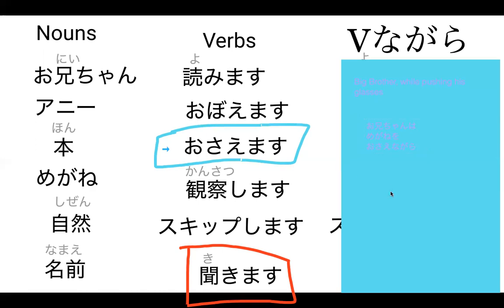Could you read that for me real quick? The same sentence? Yes, exact same sentence. Oni-chan wa megane osoi nagara. So you said osoi.